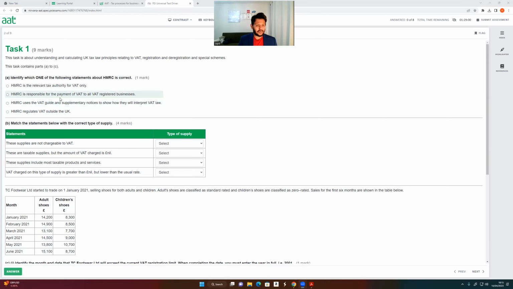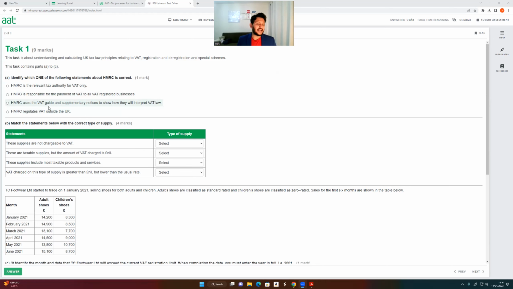HMRC is responsible for the payment of VAT to all registered businesses. It is not necessarily so that HMRC is responsible for making VAT payments to non-registered businesses. VAT can be paid or can be recovered. So it's not that HMRC only pays VAT to registered businesses. HMRC collects the VAT from the registered business. So it depends, you have to pay the VAT or you have to collect the VAT. So it doesn't look like this is the right one.